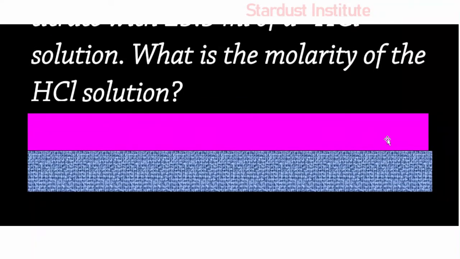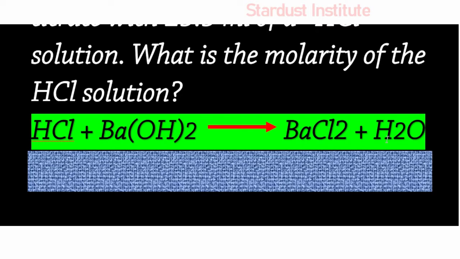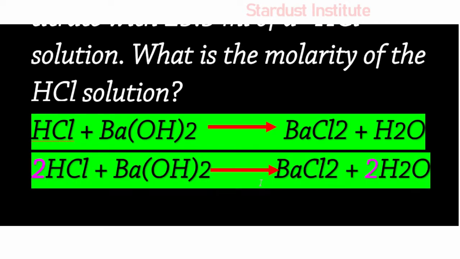This is the chemical equation: HCl plus barium hydroxide, we get barium chloride plus H2O. This chemical equation is not balanced. First of all, we need to balance this chemical equation. Let's balance it. 2HCl plus barium hydroxide, we get barium chloride plus 2H2O.